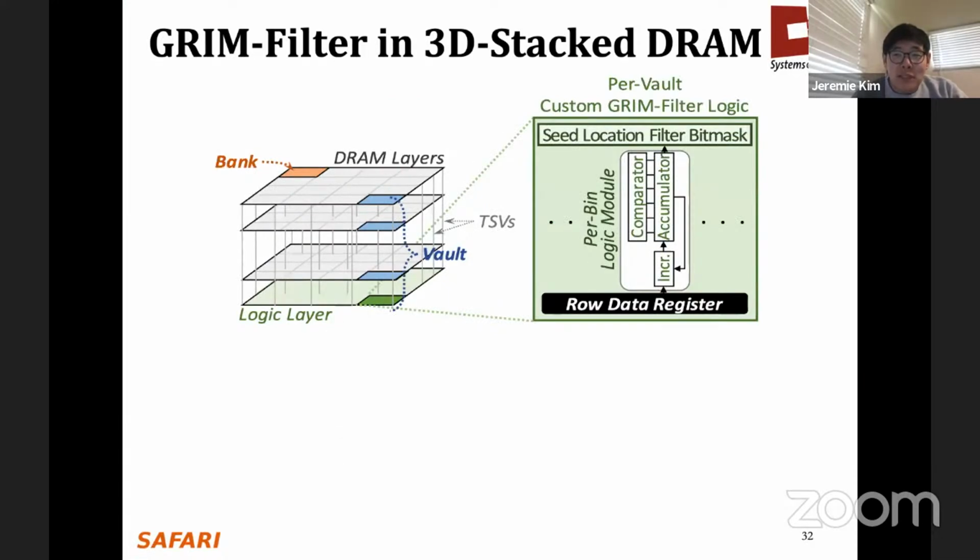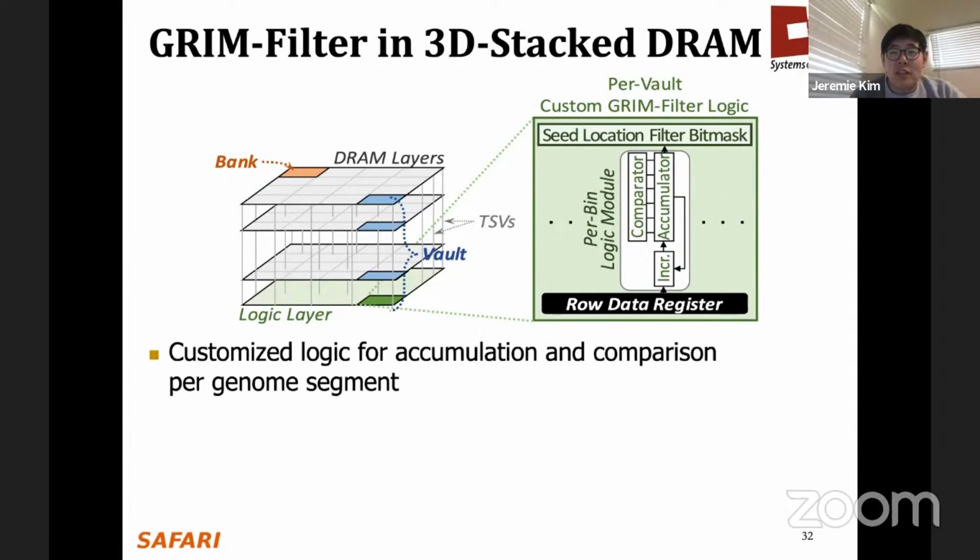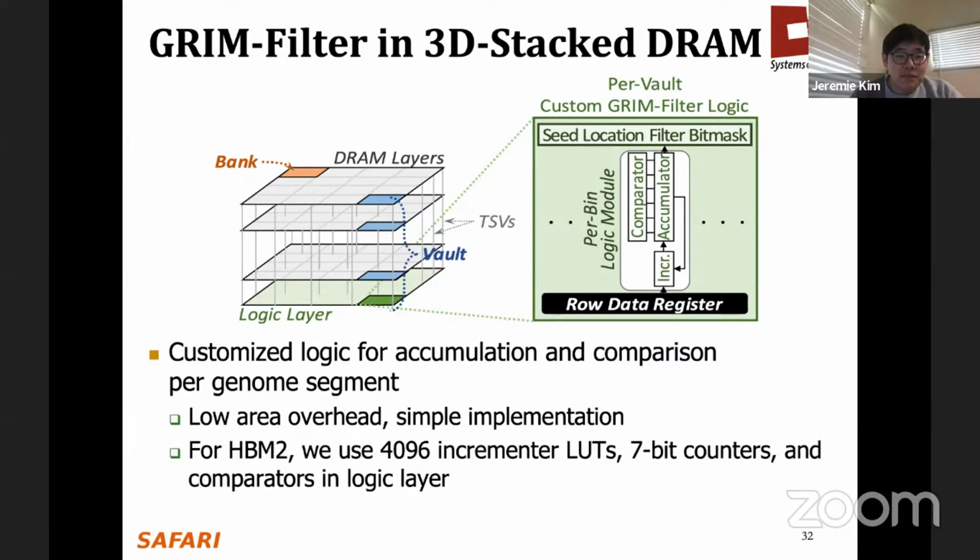So now let's look at the implementation of the logic in the logic layer. GRIM-Filter only requires a very simple design for enabling bit vector sum and threshold compare across many bins simultaneously. One comparator, one incrementer, one accumulator, and a buffer for each of the bins that we were checking in parallel. And this results in very low overhead and ease of implementation. So for example, in HBM2, we use 4,000 incrementer LUTs, 7-bit counters and comparators in the logic layer, which is very simple to implement. And of course, there are details in the paper.